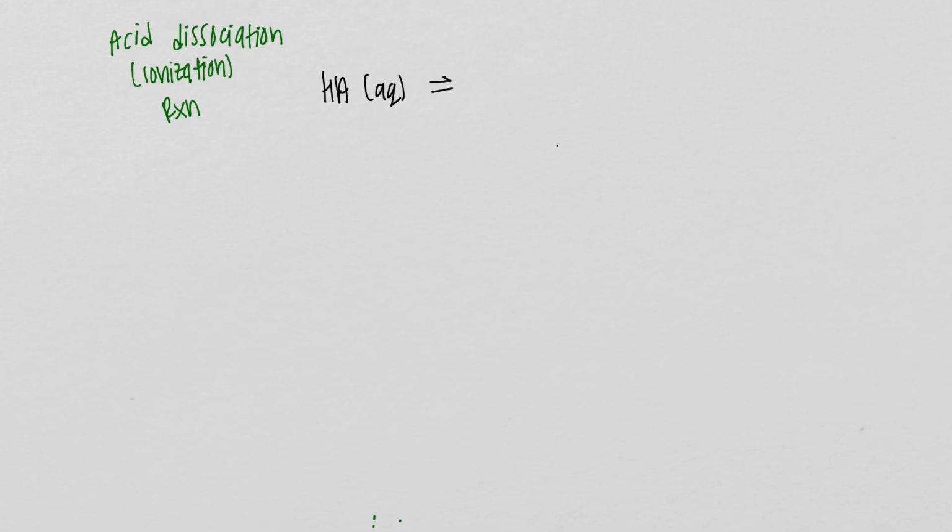We have our double arrows. However, in the practice that you'll have in the Google Doc, I had to use a double-ended arrow because I wasn't able to input this one. H plus aqueous plus A minus aqueous. Okay.